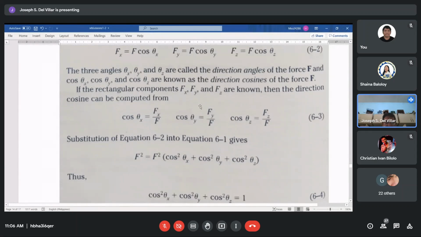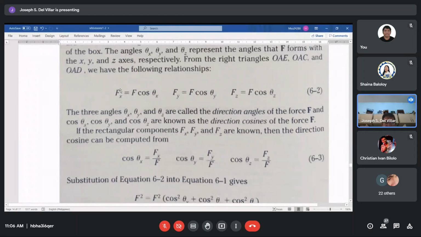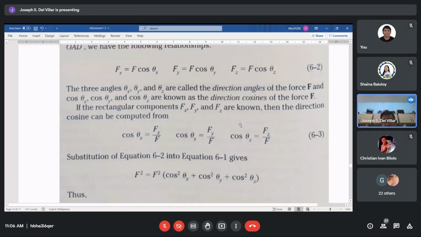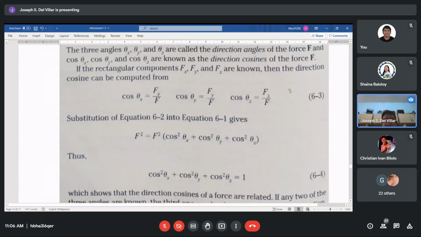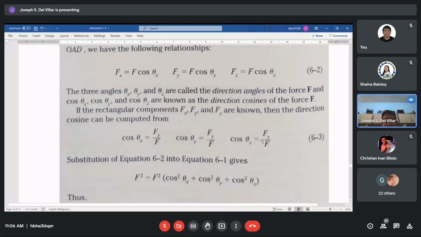Okay, so you don't need this. What you need is only 6-2. And bakit ayaw kong ipamemorize to sa inyo? Mahirap i-memorize to. Mahirap mag-memorize ng mayroong division. Mas madali ito, yung mayroong multiplication. Okay, so do not familiarize 6-3 because these equations can just be derived from 6-2.